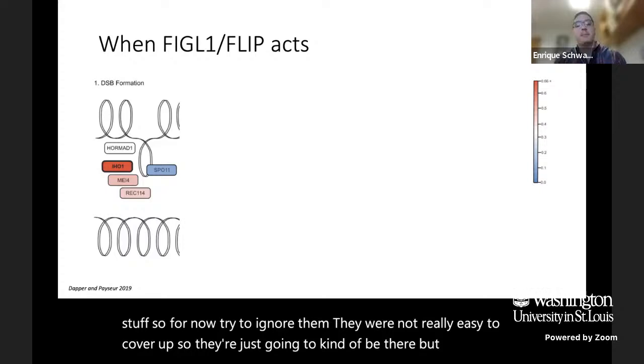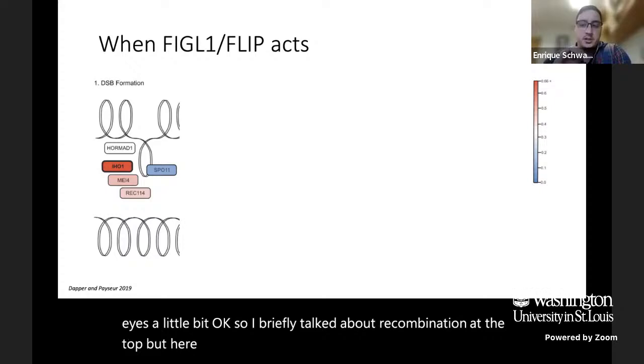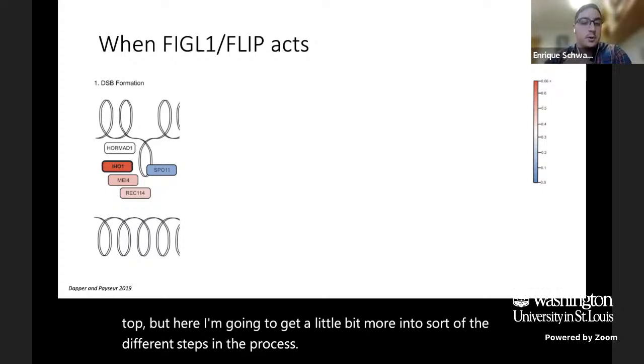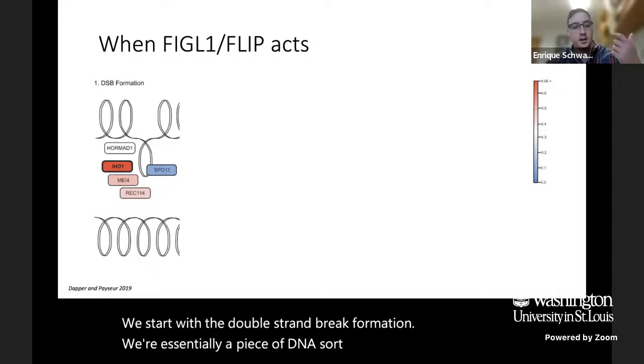Okay, so I briefly talked about recombination at the top, but here I'm going to get a little bit more into the different steps in the process. We start with the double-strand break formation, where essentially a piece of DNA is identified and is split, it's broken.